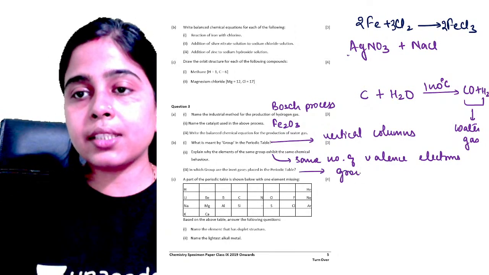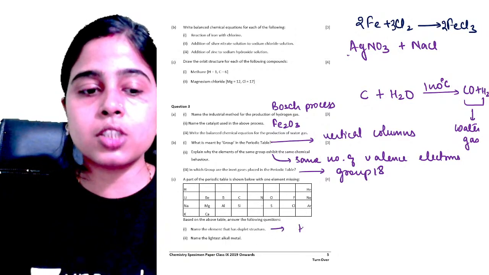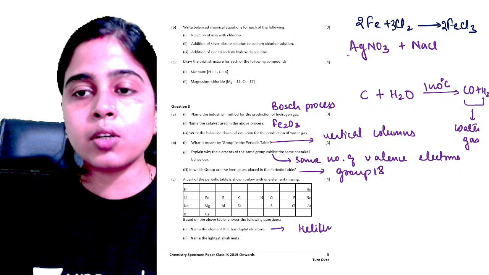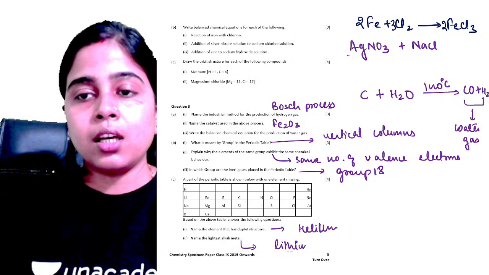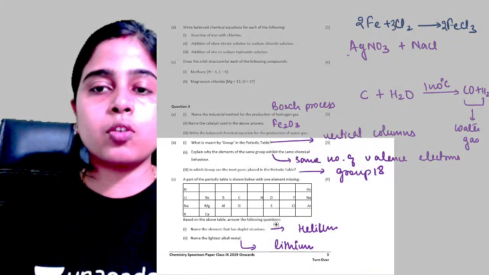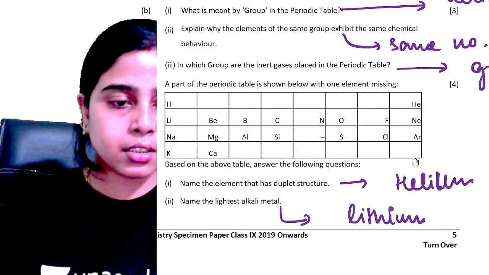This is your group 18. And now here you can see, name the element that has duplet structure. This is your helium. Yes, absolutely correct. Name the lightest alkali metal. This is your lithium. Lithium is the lightest alkali metal over here. So this is the correct answer. All of you can see it.